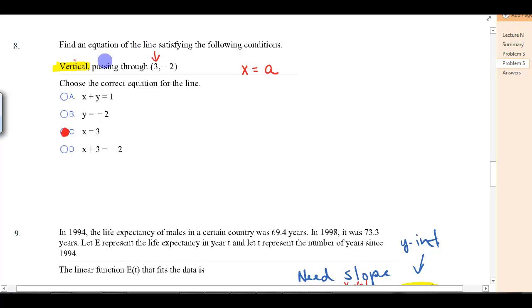They want an equation of a line that is vertical and passing through this point. Well, remember the equation of a vertical line is x equals a number. Which one is the x coordinate? 3. So x equals 3 is our answer.